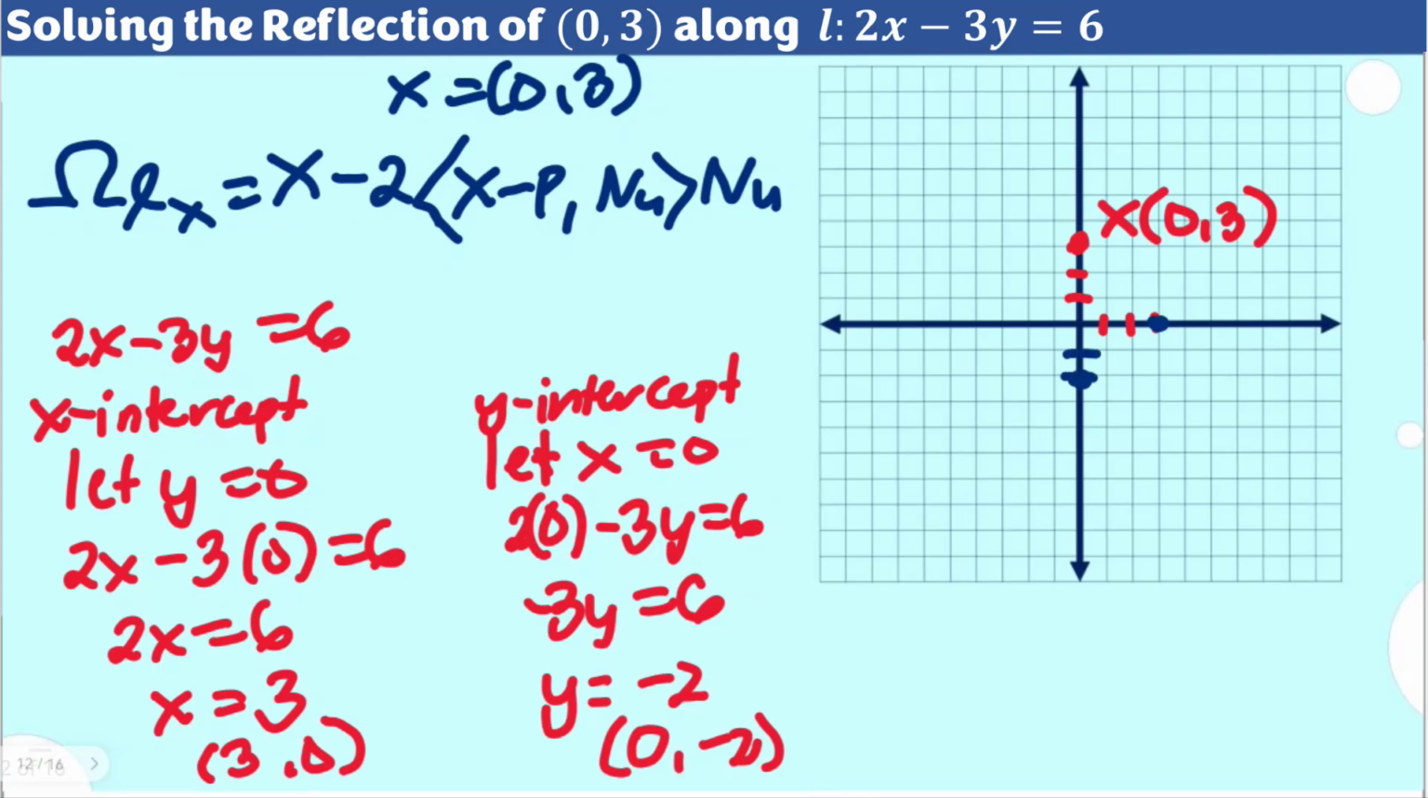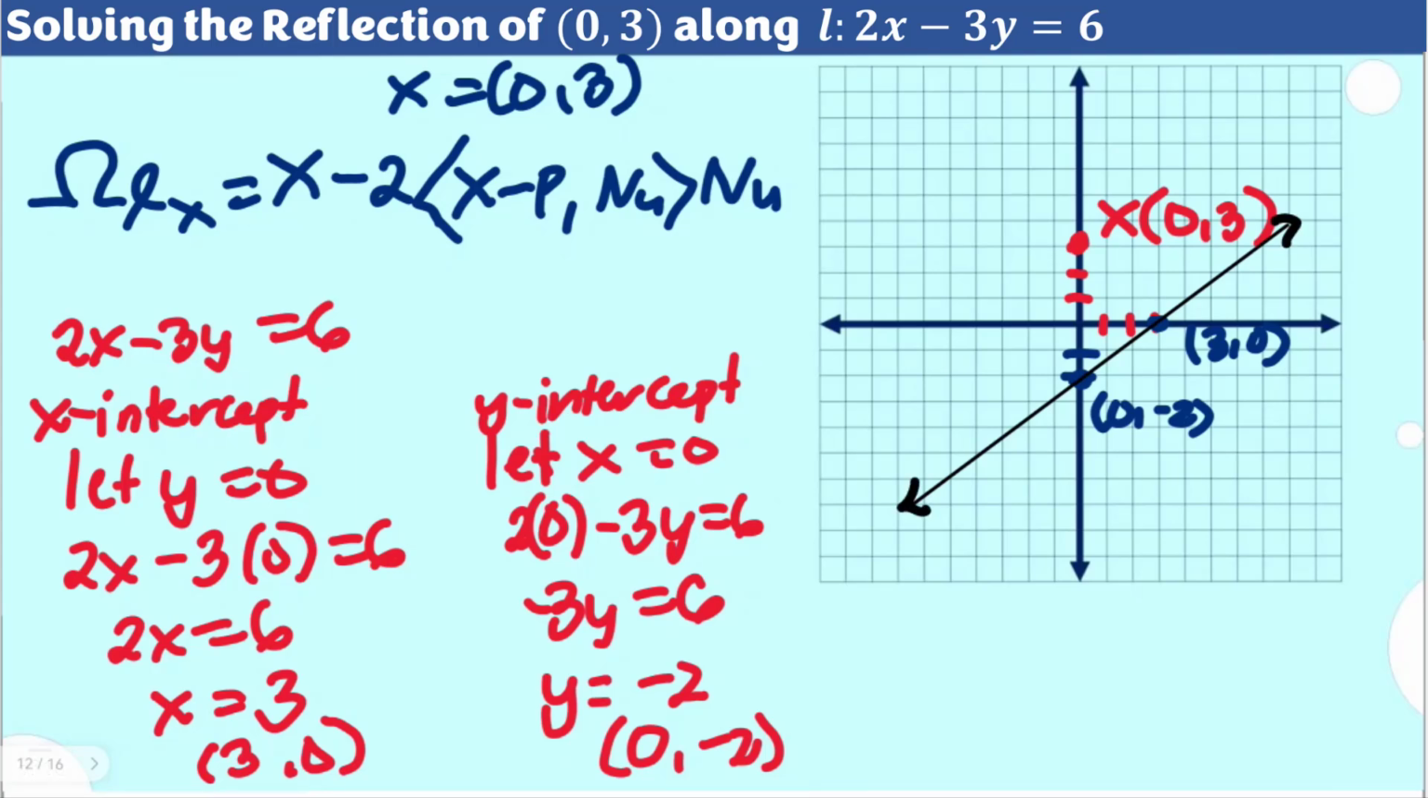So this is our point (3, 0). This is (0, -2). If we're going to connect it with a line, hopefully I could connect them in just one attempt. Let's assume that my graph is okay. And if we're just going to add arrowheads, so that is our line.